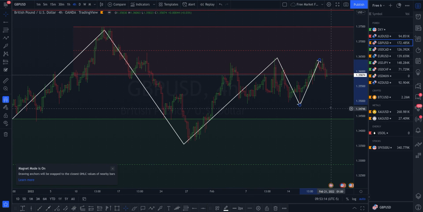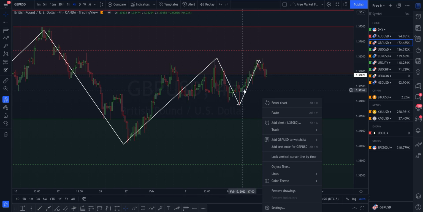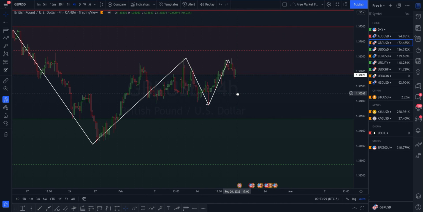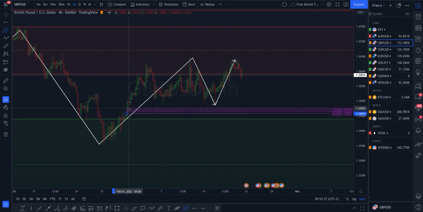Okay. So let's take a look. Let's see what do we have here. All right, so we're inside of institutional supply, or we're coming out of institutional supply. Let's look for reasons for where we want to see this market go. So we have imbalance there. Do we have any other imbalance?